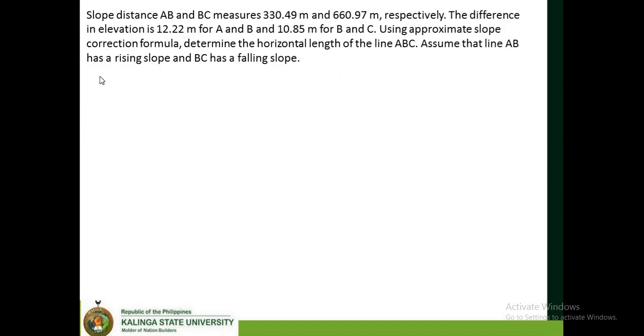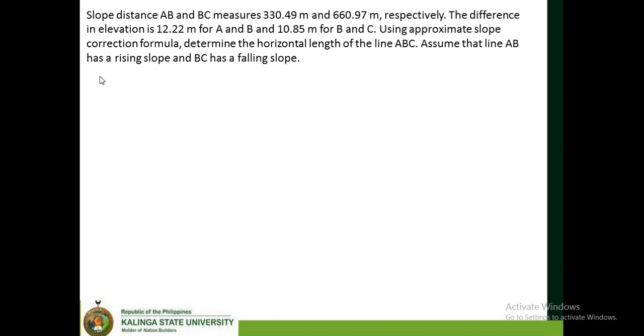Let's have an example. Slope distance AB and BC measures 330.49 meters and 660.97 meters respectively. The difference in elevation is 12.22 meters for A and B and 10.85 meters for B and C. Using approximate slope correction formula, determine the horizontal length of line ABC. Assume that line AB has a rising slope and BC has a falling slope.